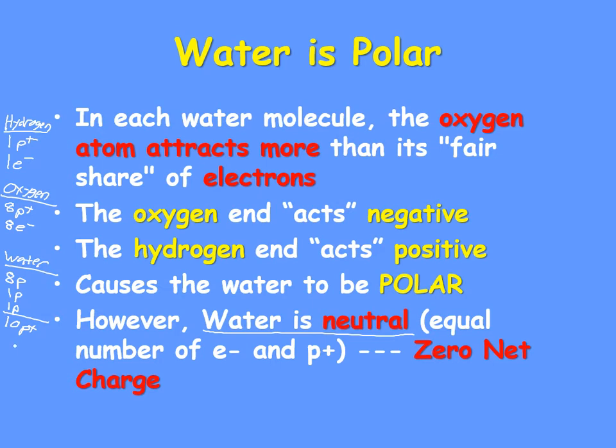For electrons, we get 8 from the oxygen. We get 1 from each of those hydrogens, which means we have 10 of these negative electrons. Well, guys, look at this. We have 10 positive particles, 10 negative particles. That's why a water molecule itself is neutral.